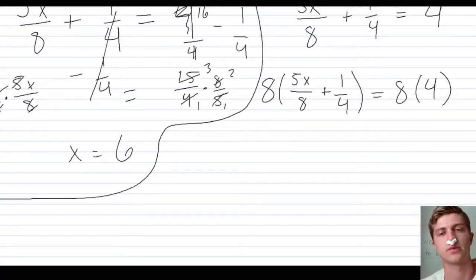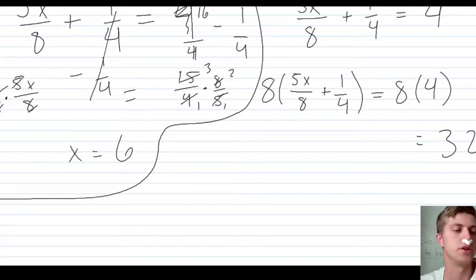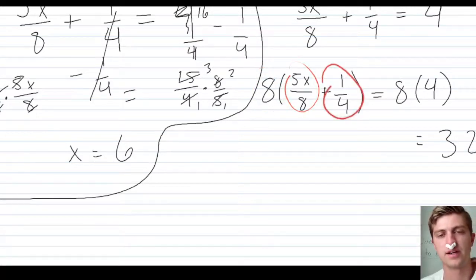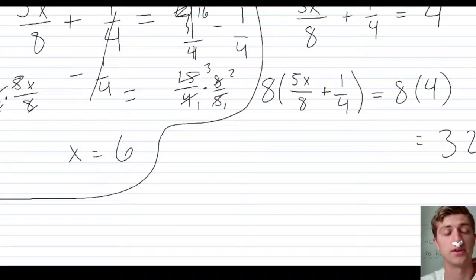Let's go ahead and start with the right side. 8 times 4 gives us 32. Now let's take a look at the left. Distribution says we're going to multiply the number on the outside once by everything on the inside. So we have 8 times 5x over 8, and since we're doing fraction multiplication, we can think of this as 8 over 1.